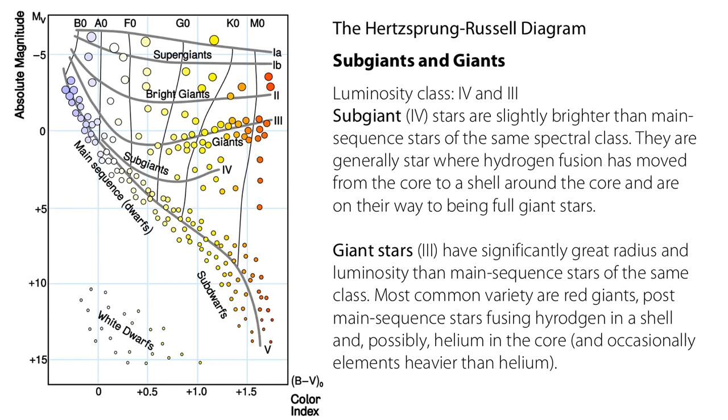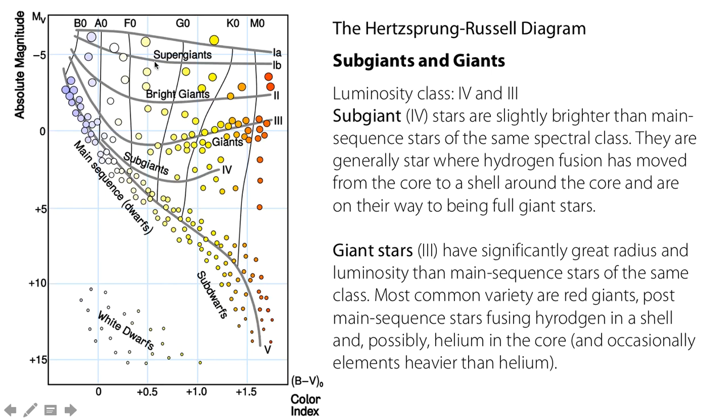So it happens in a shell around the core, which significantly heats up the outer envelope of the star, which makes it expand. So even though these stars don't gain any mass in the process, in fact they're losing mass, they become significantly bigger. Because they're significantly bigger, they're also significantly cooler. We'll look at much more detail on this in a later unit, but all these stars up here are giants.